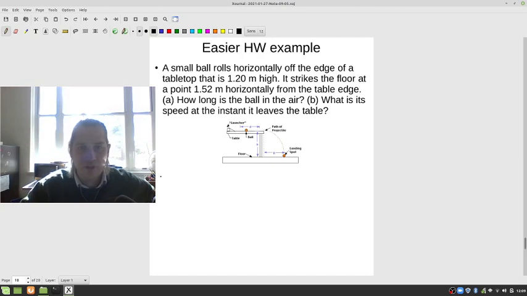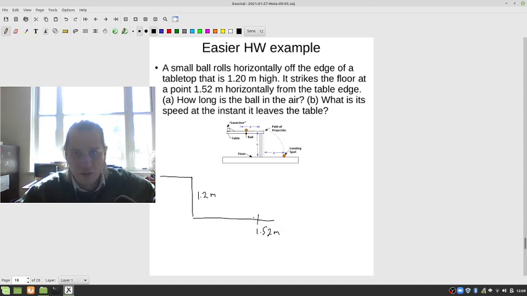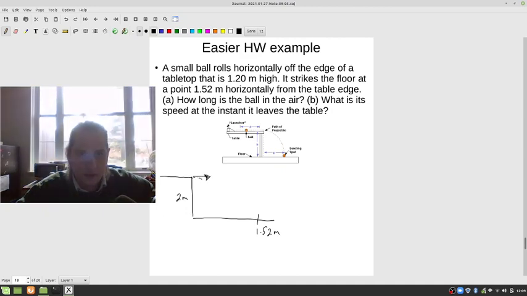Okay, so I'll draw the picture even though it's already sort of there. 1.2 meters high. It strikes the floor at a distance 1.52 meters horizontally from the table edge. My ball comes off in this direction and immediately starts dropping. There it is.